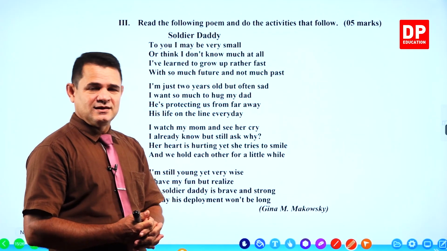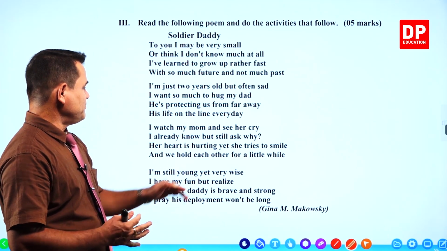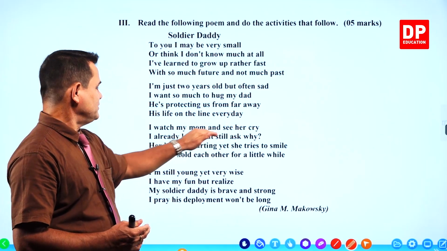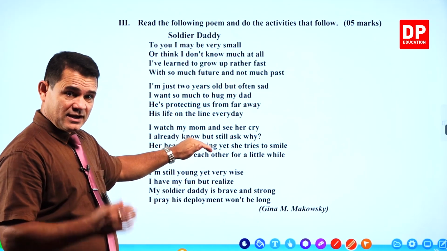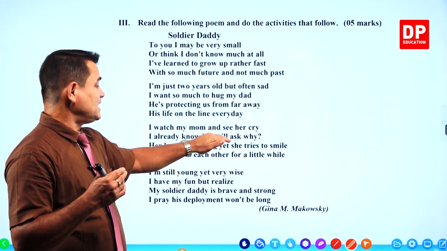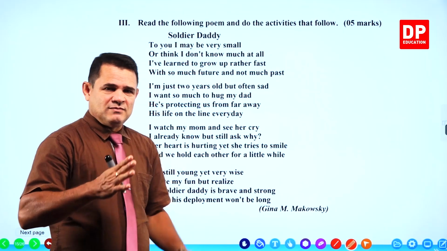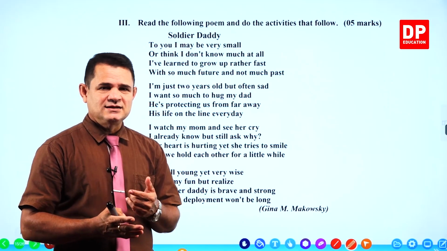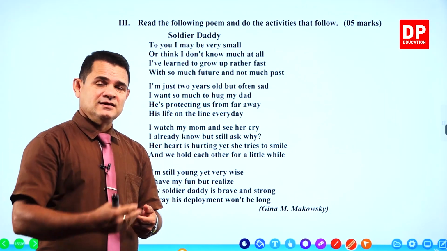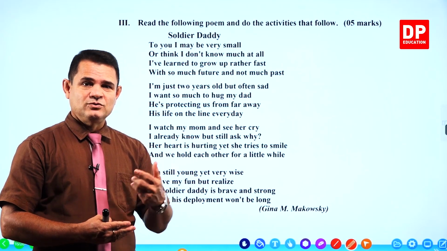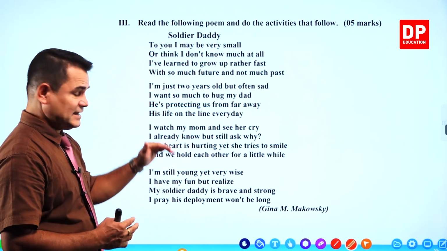Now you see, now you can understand who is telling that. Mom is crying. I watch my mom and see her cry. I already know, but still ask why. I'm still young. Now maybe that is the mother and son, and the son is thinking about his mother and his father, who is a soldier. That's the story, what is said in the poem.